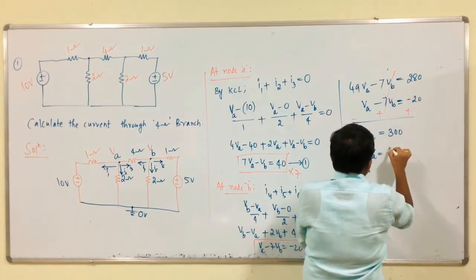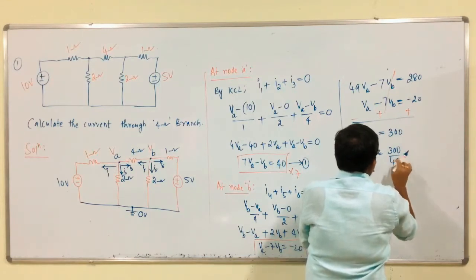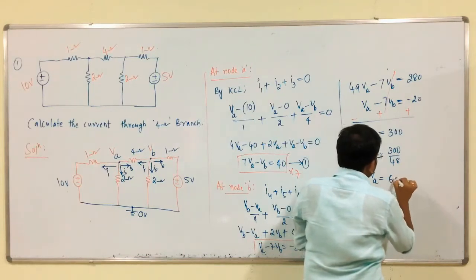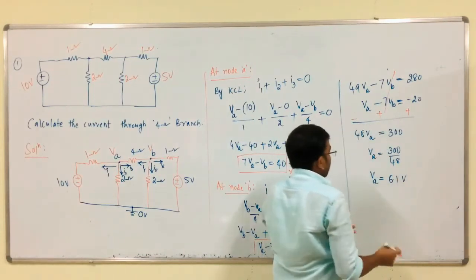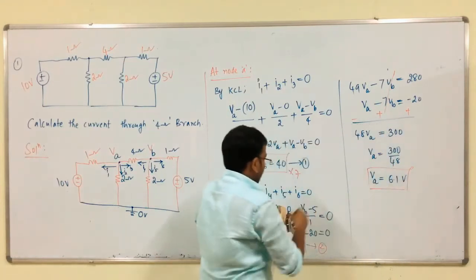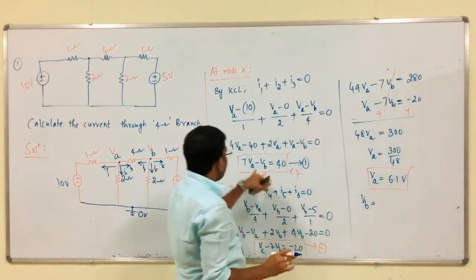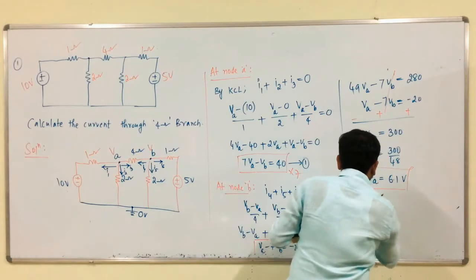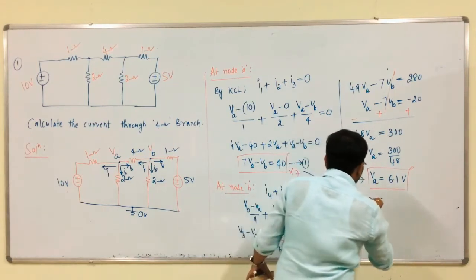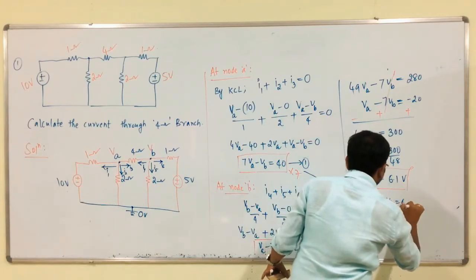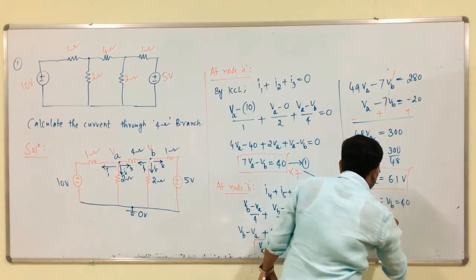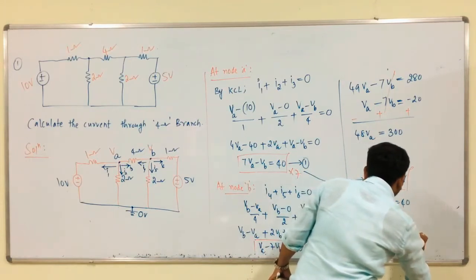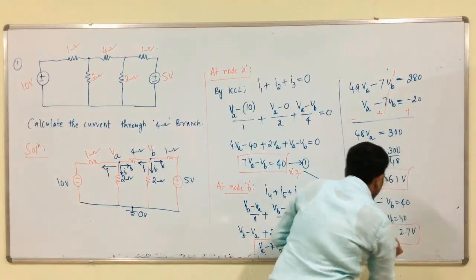That is VA is what? 300 by 48, approximately 6.1 volts. Okay. This is VA. So, coming to VB, from this 7 into 6.1 minus VB is equal to 40. From this 42.7 minus VB is equal to 40, VB is equal to what? 2.7 volts. VB is 2.7.